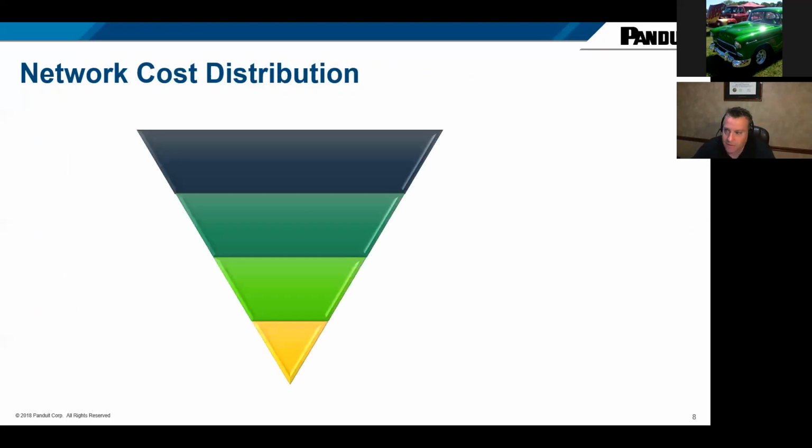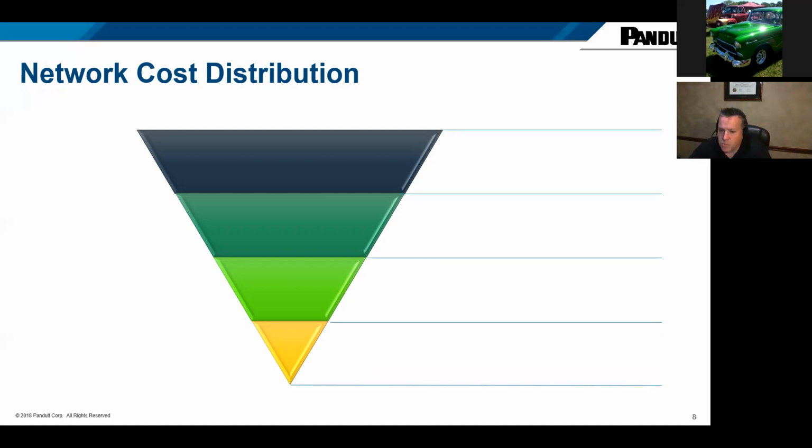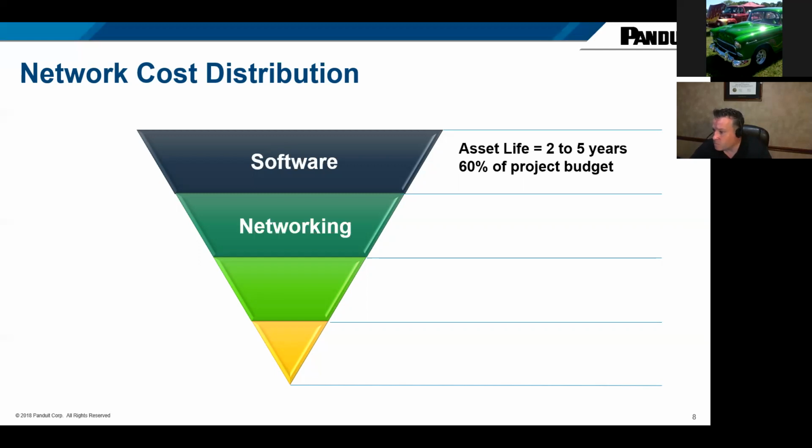This is one of Panduit's favorite slides. It's our upside down triangle of the cost distribution of the network. Where do the costs sit within the network? This varies obviously, but one of your highest cost items is software. And obviously with software, it's constantly being refreshed. You're renewing licenses, so the asset life is very short. But typically from a network cost standpoint, you're looking at about 60% of overall project budget with software.